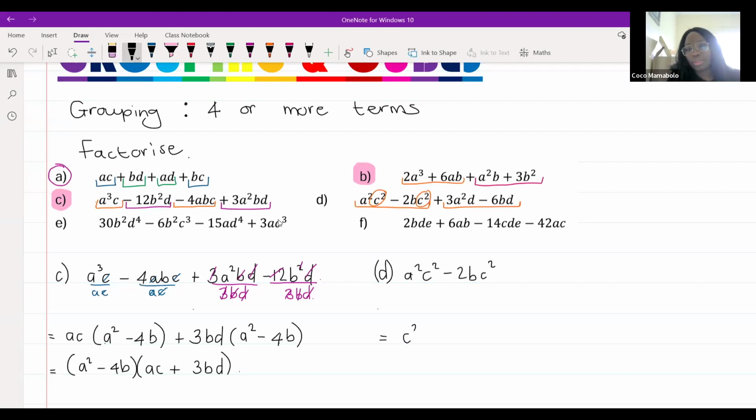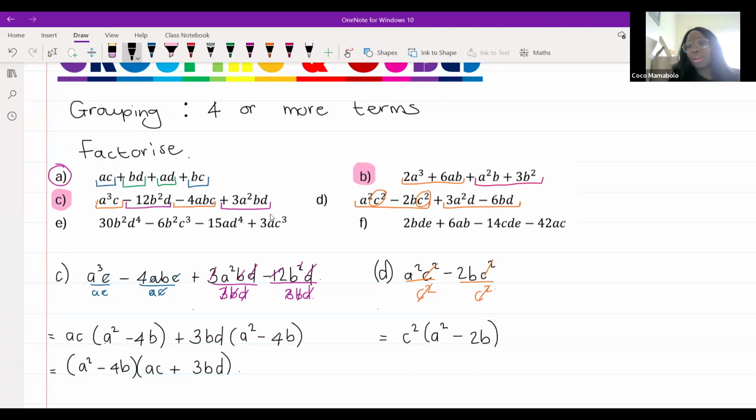C squared. All right. Now, remember, if I take C squared out, I need to divide this part by C squared, and I need to divide this part by C squared. Now, what's going to happen here is C squared and C squared will cancel, so I will have A squared left. A squared minus, and over here, C squared and C squared will also cancel, and I will have 2B left.